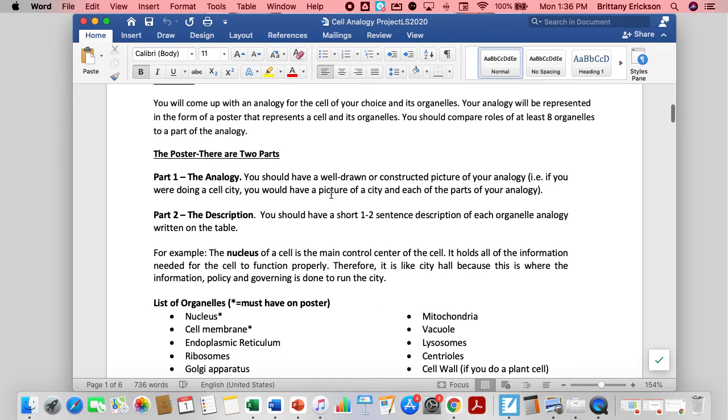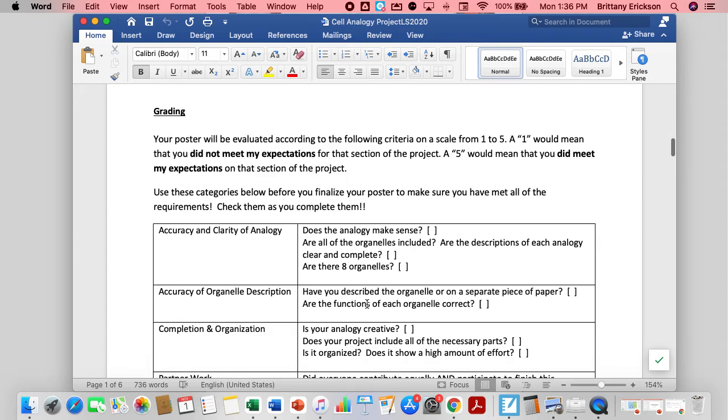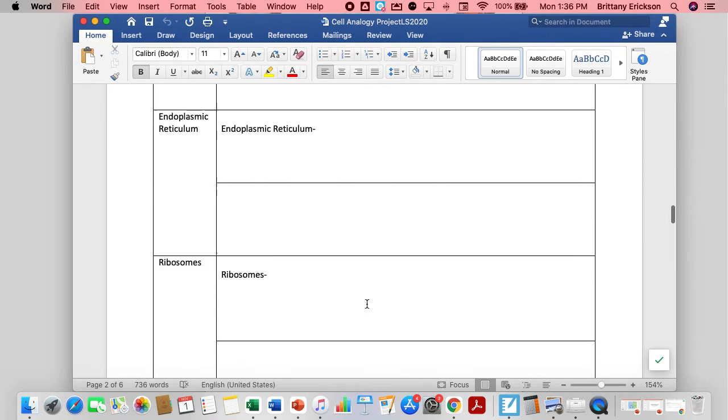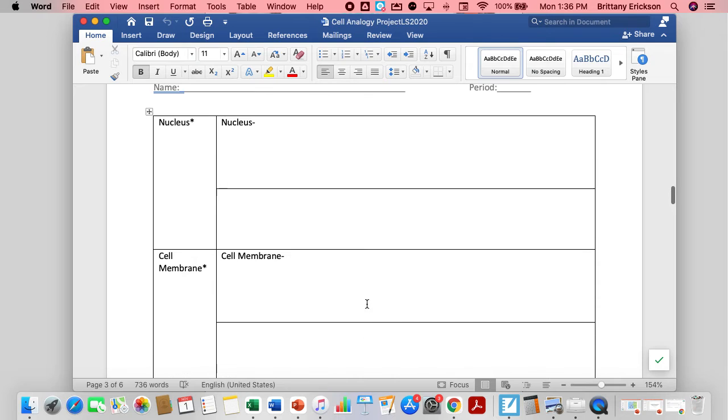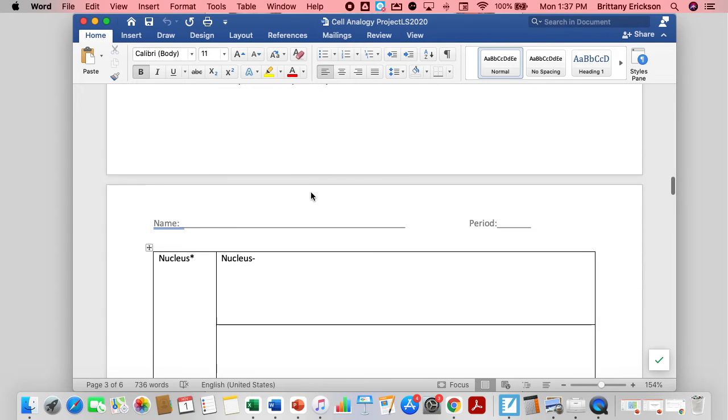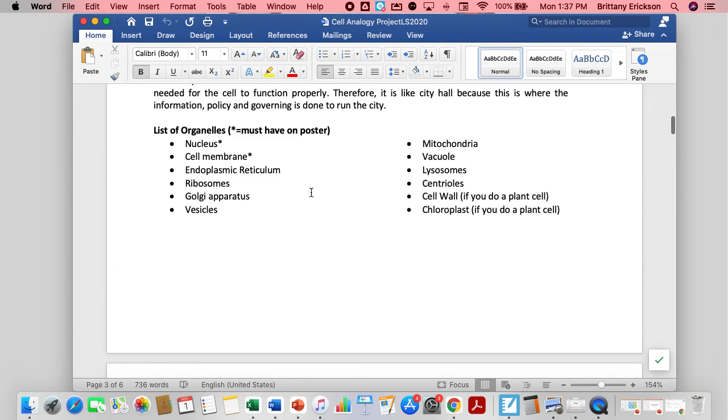So there are 2 parts to your little assignment here. The first part's the analogy. You'll have a well-drawn or constructed picture of your analogy. So if you were going to do a cell city, like relate the cell to the city of Wheaton, you would have a picture of the city with each of the parts of your analogy. Part 2 is the description. In the packet, page 3, I think is where it starts, you need to describe how the analogy fits in with that organelle. Okay, so I give an example here.